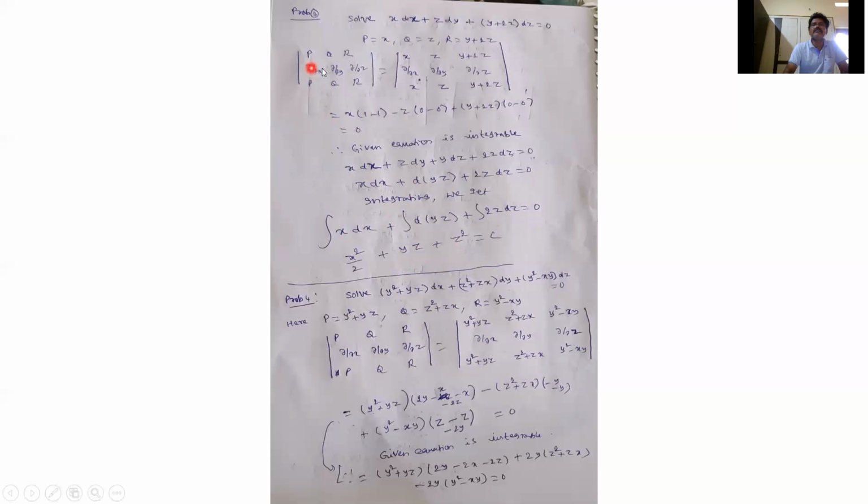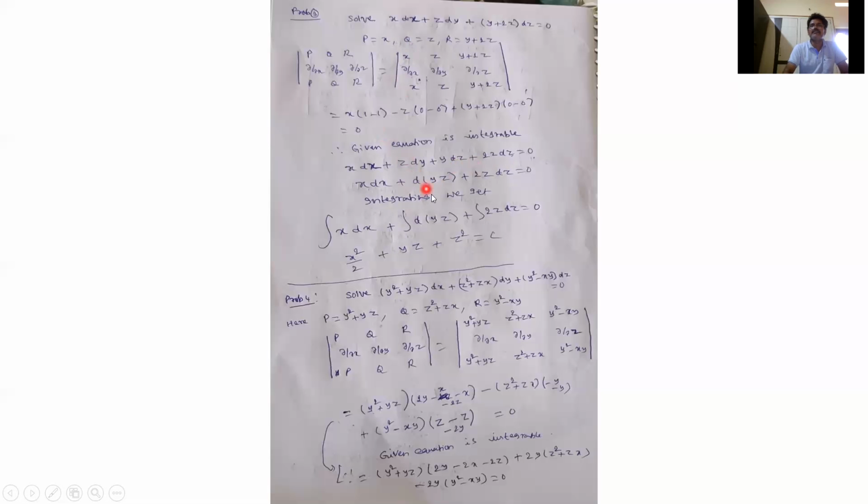Just verify the condition: determinant of P, Q, R with del by del x, del by del y, del by del z, and P, Q, R. So you get 0. That means whenever the determinant is 0, the given equation is integrable. In this problem you can get the solution directly by regrouping: x dx, z dy plus y dz plus 2z dz equal to 0.